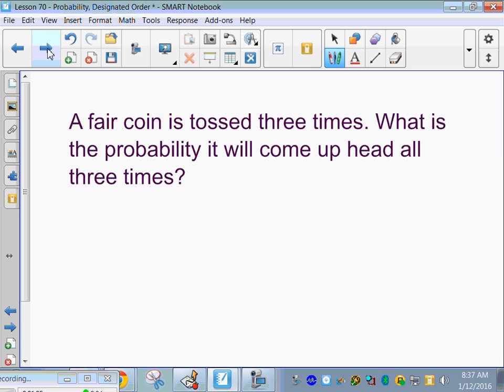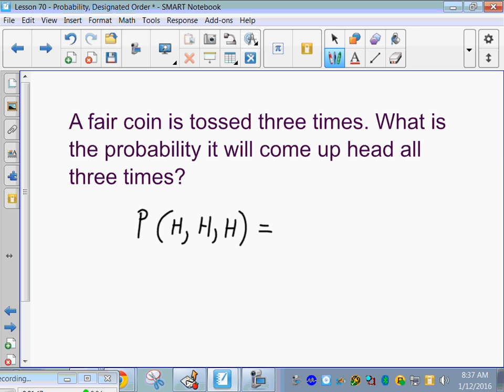all right? So for this one, we have the probability of getting a heads, comma, heads, comma, heads. So I want to see it written like that. If you want to put H, comma, H, comma, H, you can. All right? So whenever you have a probability of something happening over and over and over again, we multiply those probabilities. So what's the chance of getting a heads on the first toss?